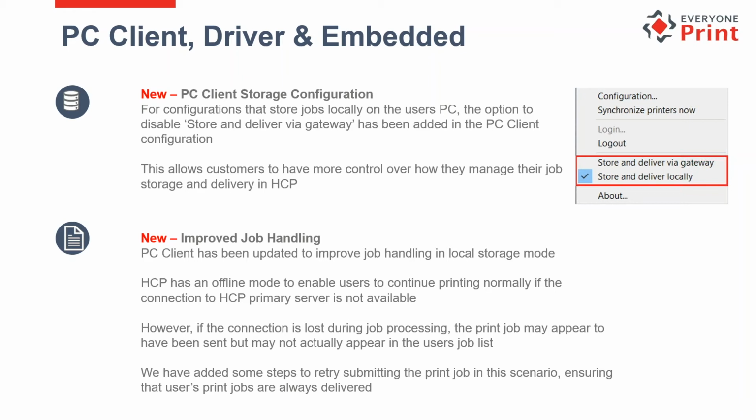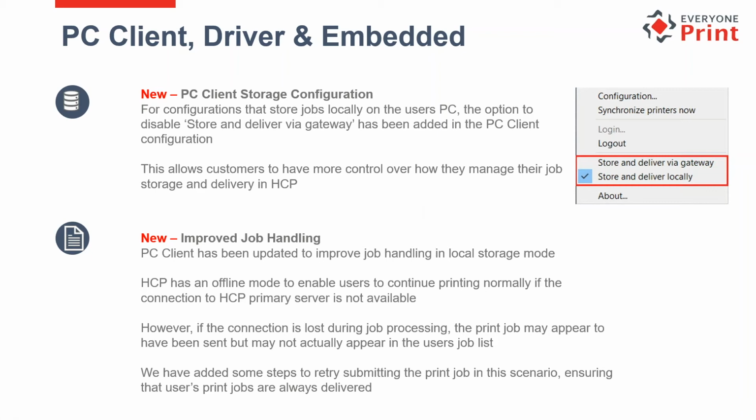However, there were some configuration options that were still enabled where, even if there was no gateway, we could click store and deliver via gateway, or if customers wanted jobs not to be stored on a gateway, we didn't disable this option. So now we have the option to grey out and disable store and deliver via gateway or store and deliver locally. So it gives customers much more control over the configuration and ensuring that users stick to the configuration that they've implemented.